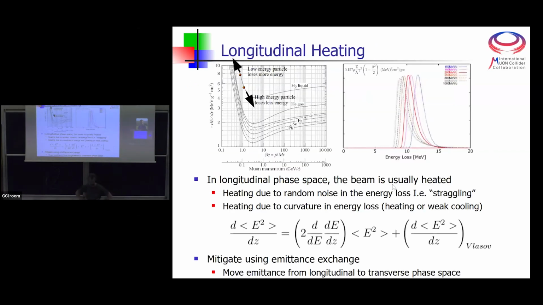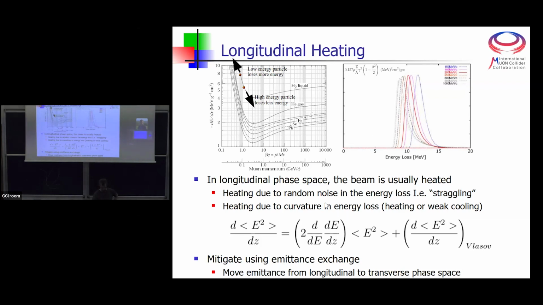Okay, that's transverse cooling. So what's going on in longitudinal phase space? I haven't really talked much about time-energy space, but it's analogous to the transverse case. So in longitudinal phase space, the beam is usually heated. There are two things which cause heating. That's the increase in the energy spread. We get random noise in the energy loss, which we call straggling, sometimes Landau straggling. You can see this is a histogram which shows energy loss, and you can see that this has a width.